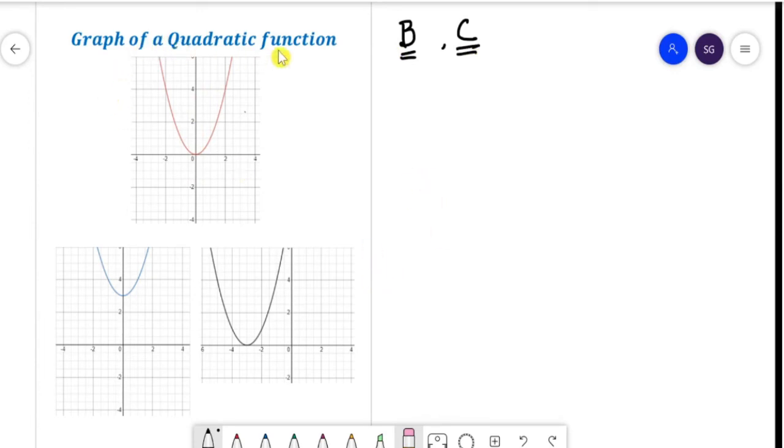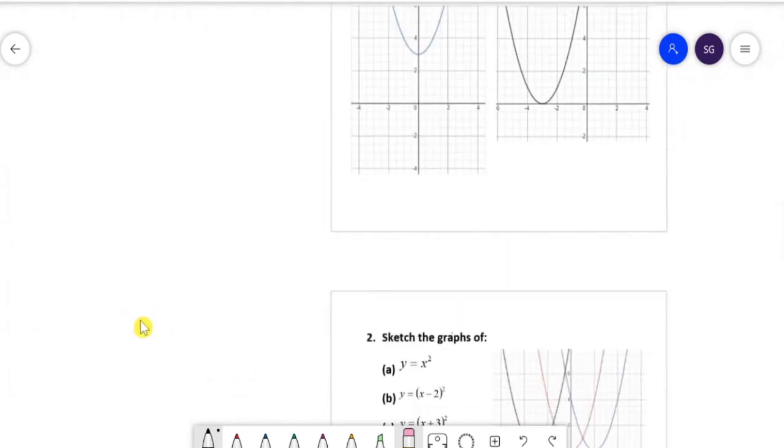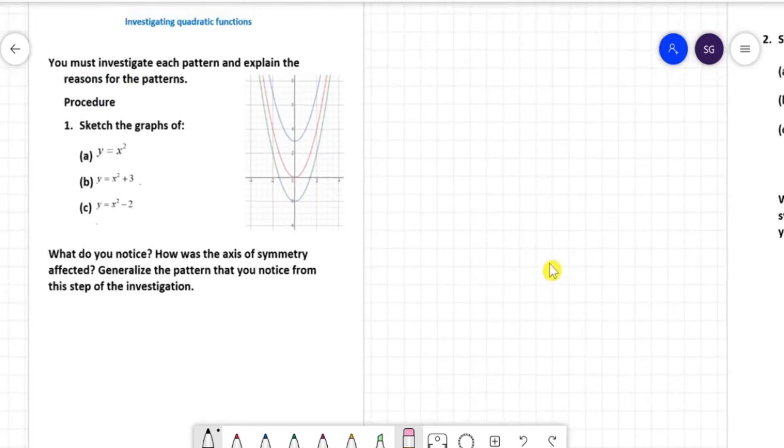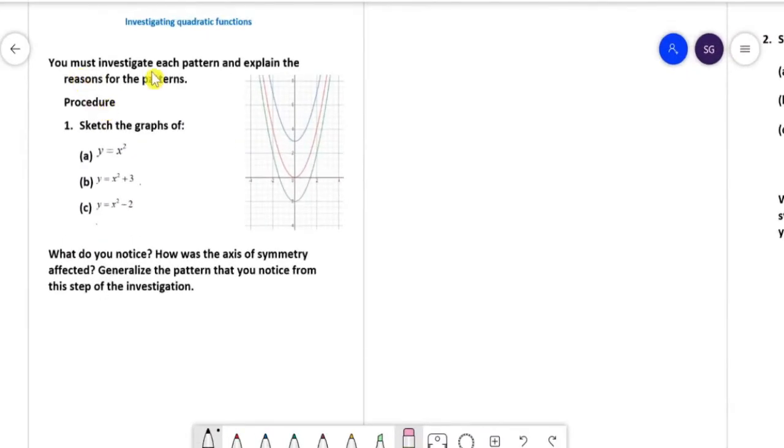So here we have the graph of a quadratic function. I've displayed different pictures of the same quadratic function. This is the original function. It can be translated backwards, translated forwards, or it can be reflected in the x or y axis. It can be stretched in the x or y axis. So there are different transformations that we may come across. The first part is you must investigate each pattern and explain the reasons for the pattern.